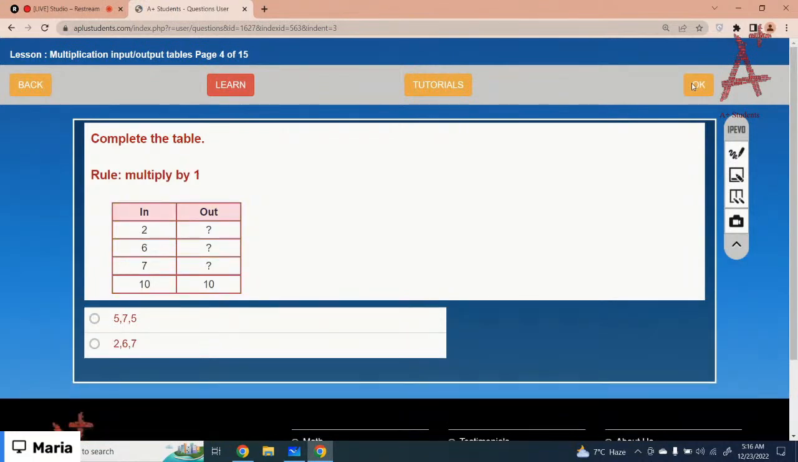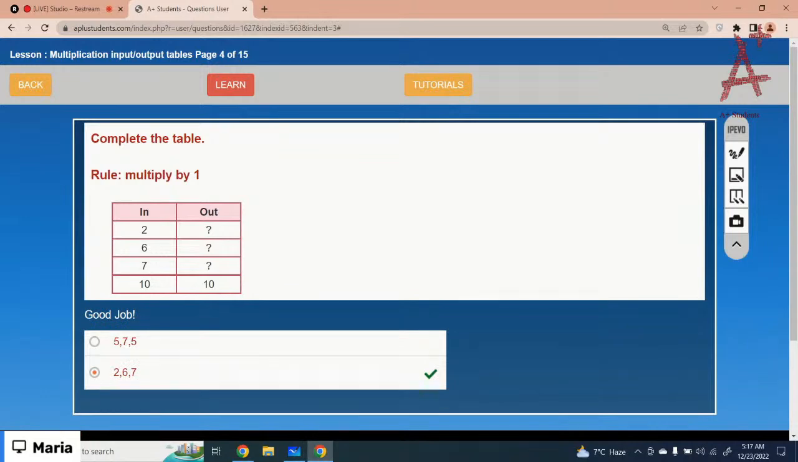Okay, the next one is multiply by 1. You have to multiply each input value by 1 to get the output value. So which of the options is the correct one? The input value is 2. So 2 times 1 is 2. The next one is 6. 6 times 1 is 6. The next one is 7, and 7 times 1 is 7. You have to multiply each input value by 1. Got it? So the correct option is 2, 6, and 7. The second option is the correct one. Got it, everyone? So just select the correct option, then click on the OK button.